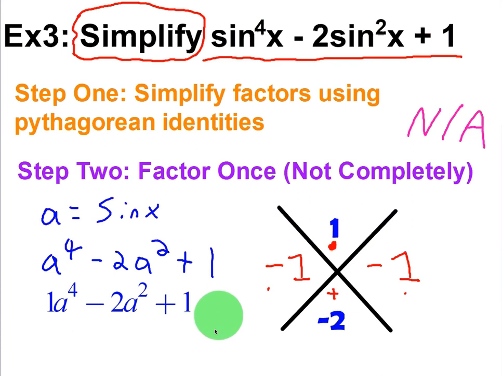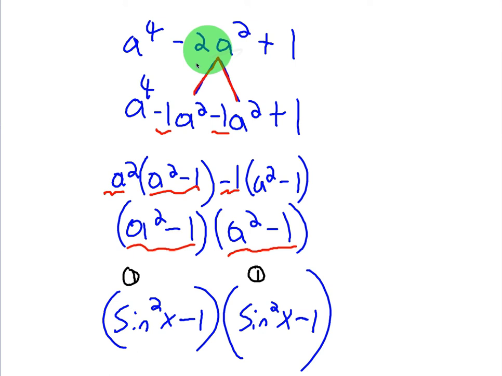So therefore, I can now factor this using these two sides of my x. And again, if you don't recall the x method, you need to go back and watch that lesson on factoring trinomials. And again, we're only factoring once for this step, not completely. So I'm going to use those minus 1s to break down my middle expression minus 2 into minus 1 a squared. Now they both got to be a squared because that middle term is also squared, so make sure they're both a squared. Now I'm going to pull out an a squared from my first two terms. I'm left with a squared minus 1. I'm going to pull out a minus 1 from my second two terms. I'm left with a squared minus 1.